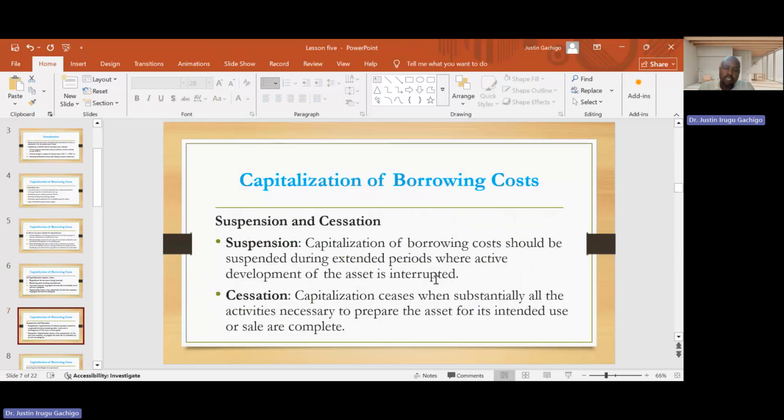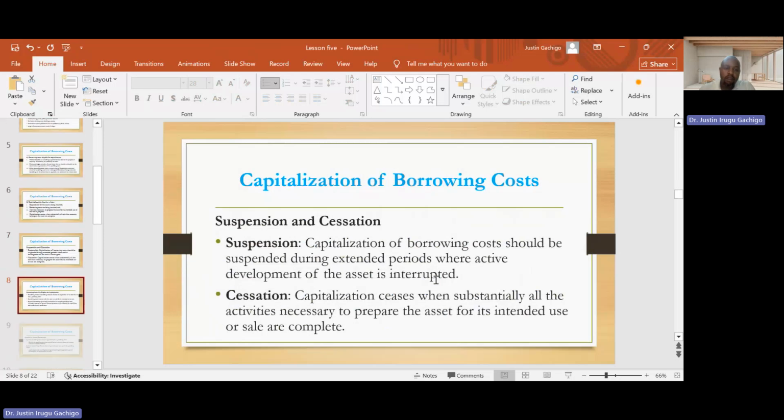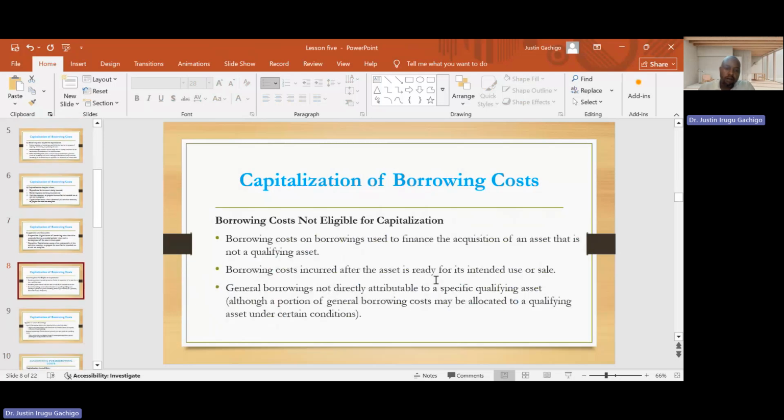Then cessation, this is ceasing, you stop completely. So you stop capitalizing this cost. But this can only happen when significant activities for setting up the asset for its intended use or sale are complete. Then we have the borrowing costs which are not eligible for capitalization. So these costs include borrowing costs on borrowing used to finance the acquisition of an asset that is not a qualifying asset. So we have looked at what is a qualifying asset, and we have said these are assets which take substantially a long period of time to complete.